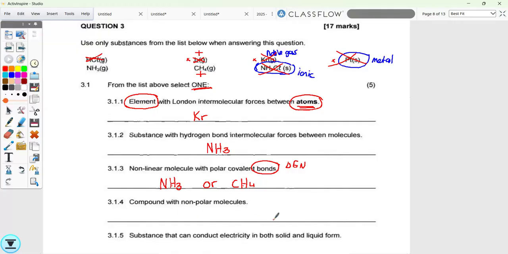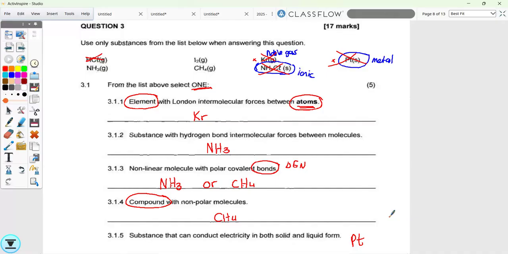Alright, then a compound with non-polar molecules. You already labeled them. So it could be I2 or CH4. Which one is it? Why not I2? Because they said compound. So it's not I2, it's going to be CH4. And then a substance that can conduct electricity when it's a solid and a liquid. The metal, so it's Pt. Can you see that you helped yourself?